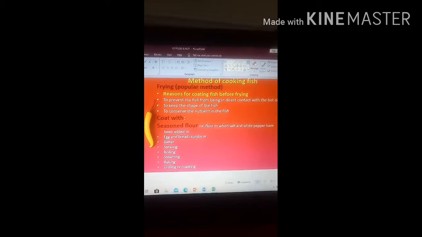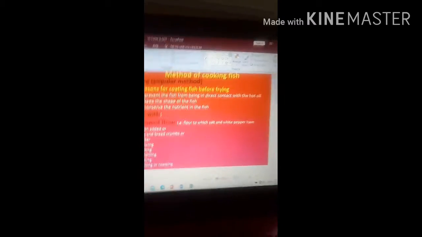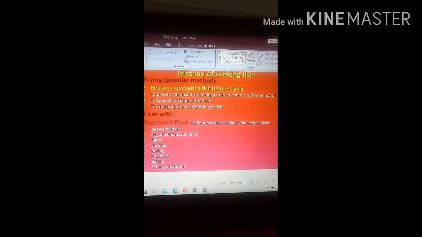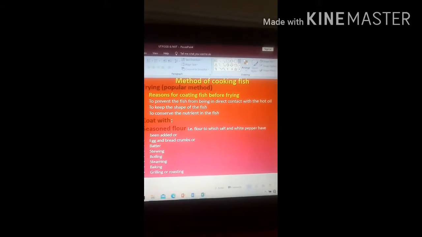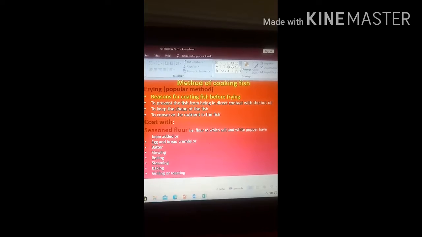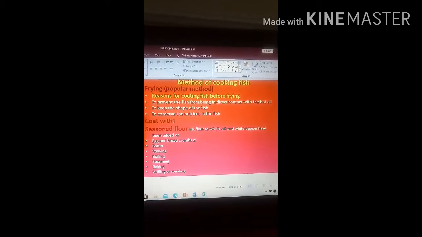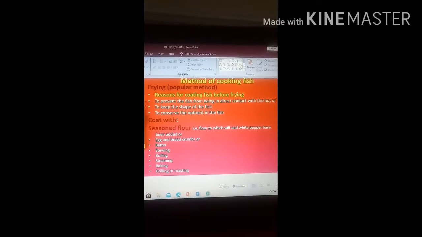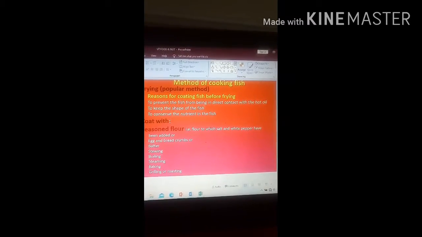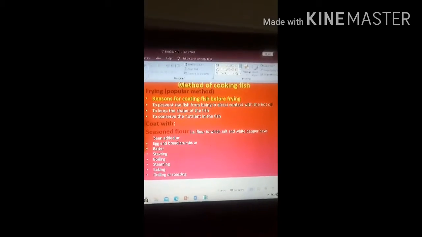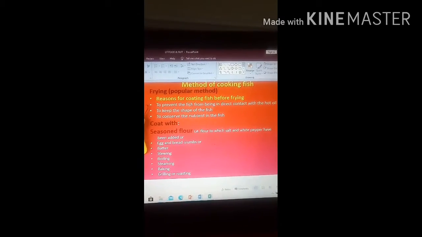So that means if you want your nutrients to be conserved, you have to coat the fish. Remember that when you apply too much heat on proteinous food, the nutrient is denatured, that is, the nutrient is reduced. So for you to retain the nutrient content in your fish, you have to coat it. Then you can coat your fish with seasoned flour, for example.